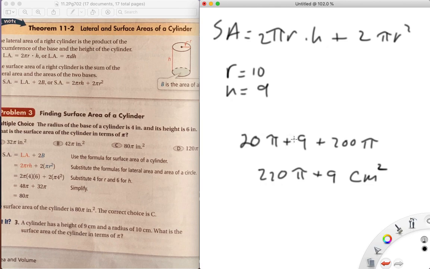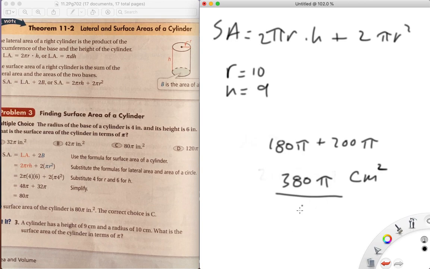Whoops. I don't know why my brain is not working this morning. 2 pi times 10 times 9. So it's going to be 180. Sorry. 180 pi. So 9 times 10 is 90, times 2 is 180. Then I add these two together, so it's going to be 380 pi centimeters squared. Boom. My bad. Alright, so that's that.